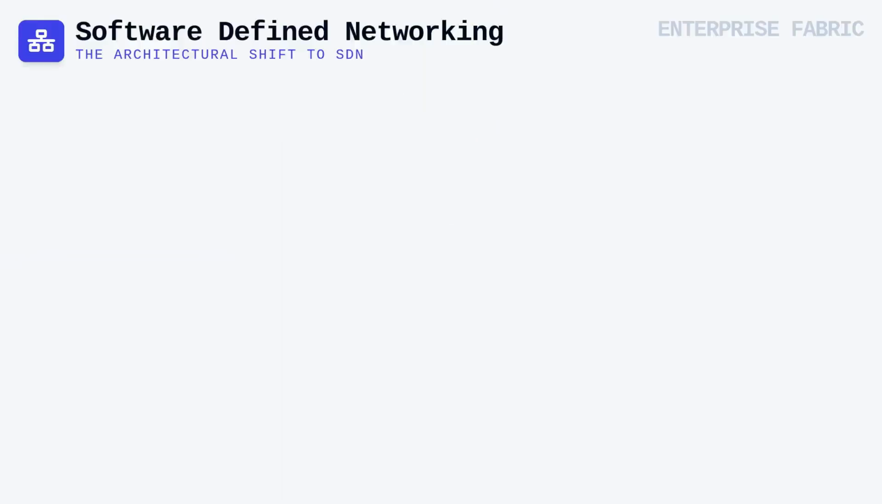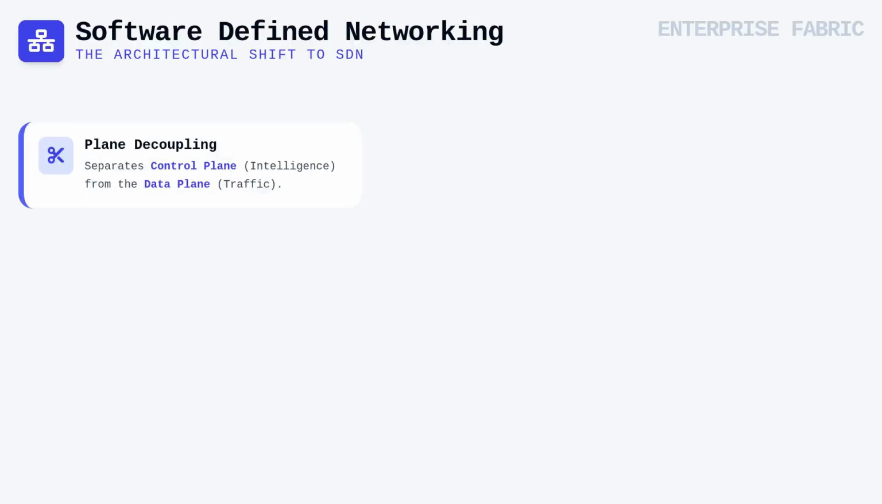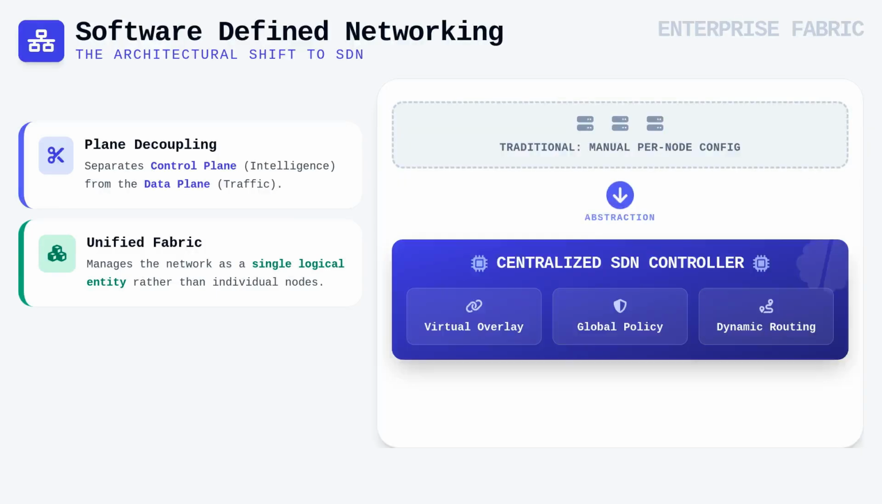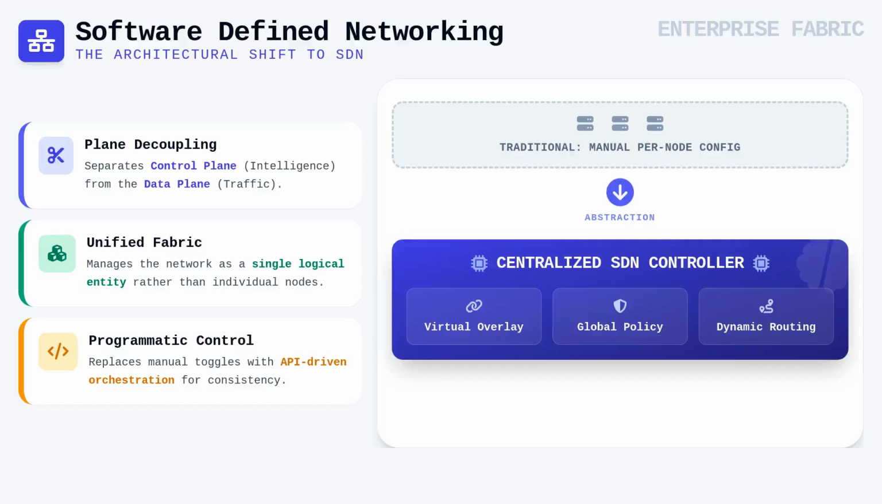Software-defined networking, or SDN, represents a fundamental shift in how we manage network connectivity by decoupling the control plane from the data plane. In traditional networking, every switch or router requires manual configuration of protocols and access lists, which becomes unsustainable in a large-scale hybrid cloud deployment. By abstracting the control plane into a centralized software controller, we gain the ability to manage the entire fabric as a single entity, rather than as a collection of discrete nodes.